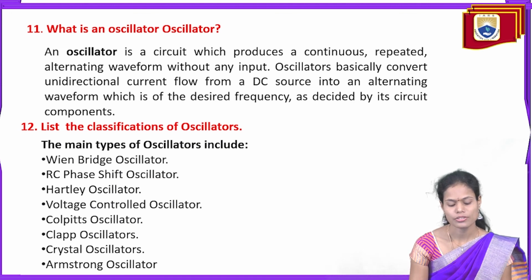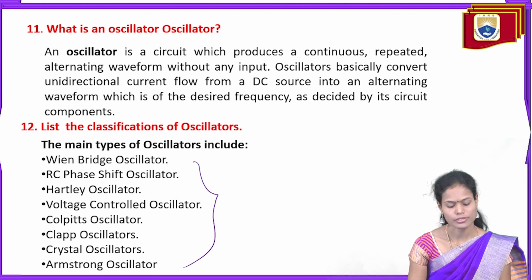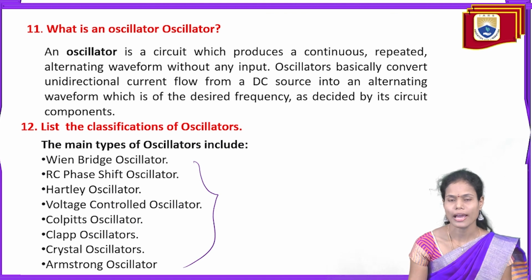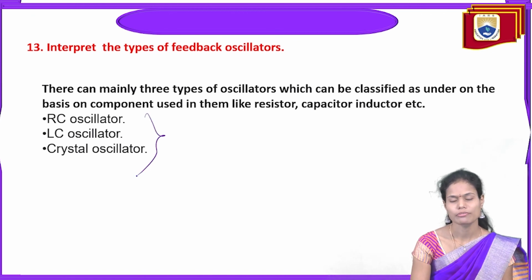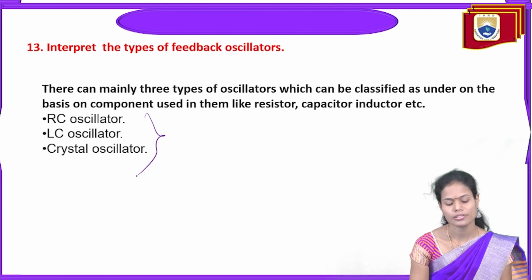And next, list the classifications of oscillators. So these are the different types of oscillators: RC oscillator, Wien bridge oscillator, Hartley oscillator, Colpitts oscillator, crystal oscillator, Armstrong oscillators, etc. So here in all the cases, the amplifier is similar. The only feedback network is differentiated by utilizing the different types of resistors, capacitors and inductors in the designing of feedback network. And next, interpret the types of feedback oscillators. So here we are having 3 types of feedback oscillators, that is the RC oscillator, LC oscillator and crystal oscillator.